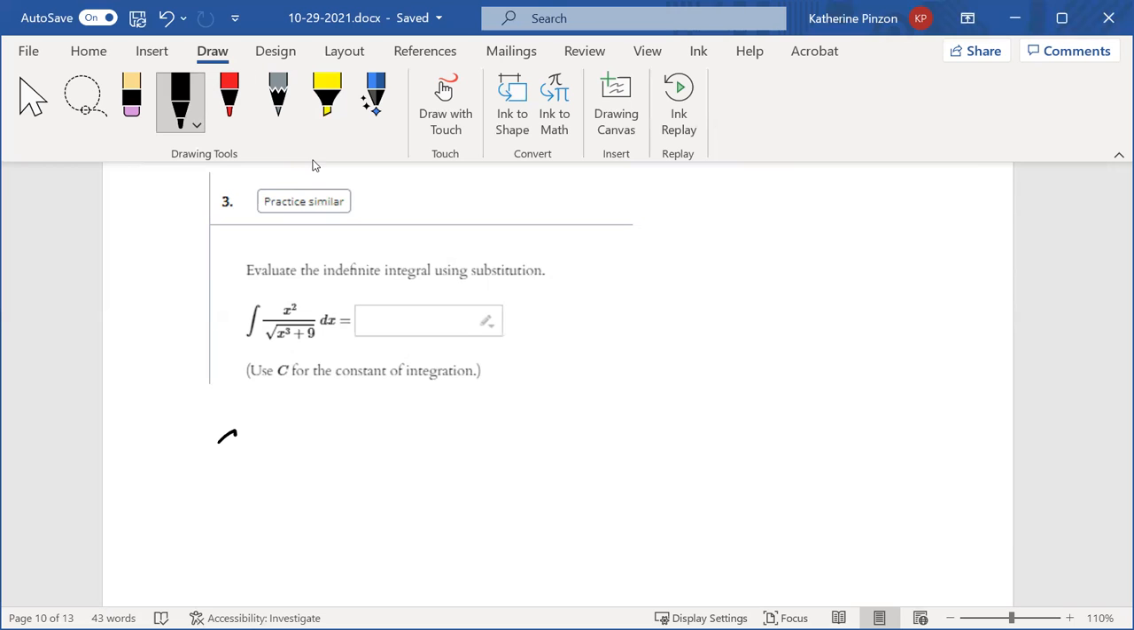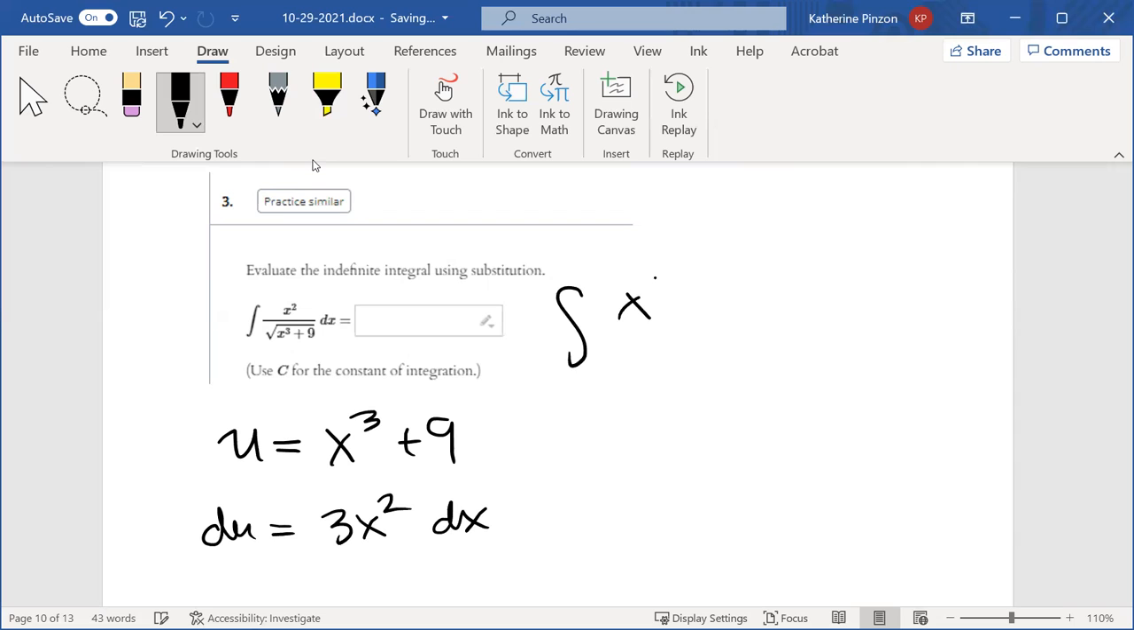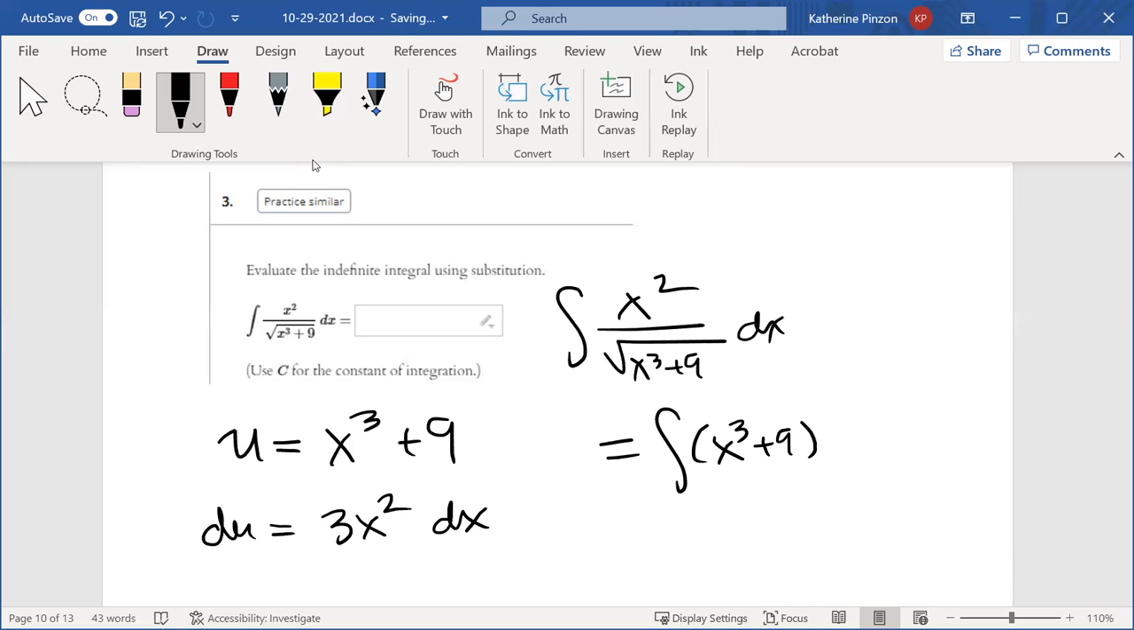What do you want to pick for u here? x cubed plus 9, yeah, pick u to be that stuff inside the denominator there. Okay, so the derivative is 3x squared dx. Okay, let's rewrite this. x squared over square root x cubed plus 9 is x cubed plus 9 to the what power? Negative 1/2. 1/2 because it has a square root. Negative because I'm bringing it from the denominator up to the numerator. Times x squared dx. Okay, this is u.